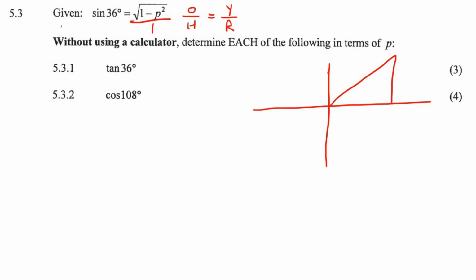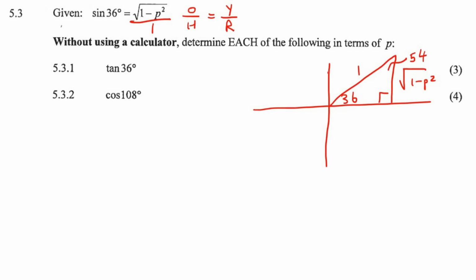So that means my opposite is 1 minus the square root of 1 minus p squared, and my angle 36 is here, and I can put my 1 there. I always advise learners to find this angle, just in case you've got a teacher who's going to try to catch you out. So you say 180 minus 36 minus 90, and this should be 54 degrees. Just put it there in case you need it just now.